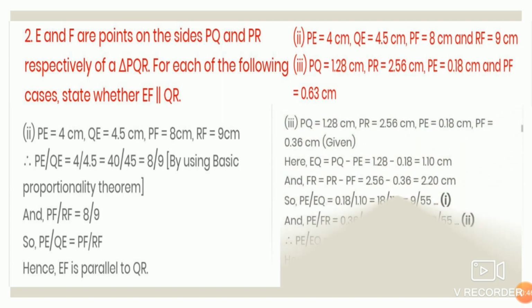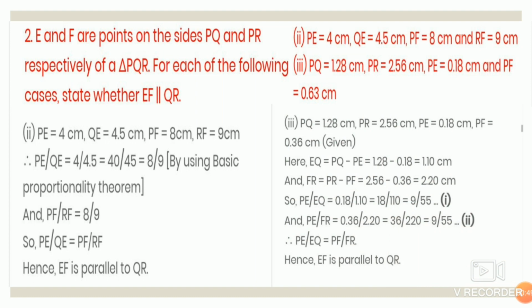Third one says PQ is equal to 1.28 centimeter, PR is equal to 2.56 centimeter, PE is equal to 0.18 centimeter, and PF is equal to 0.63 centimeter. We'll find out the ratio of PE by EQ, which is 9 by 55, and PF by FR is equal to 9 by 55. So we'll find out the ratio, which is coming out to be equal, 9 by 55. Hence EF is parallel to QR by the basic proportionality theorem.